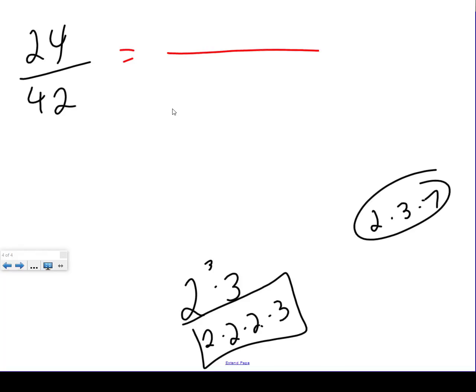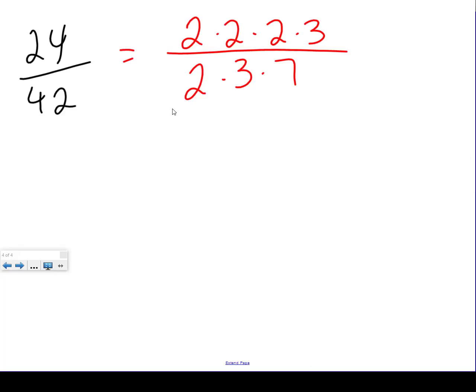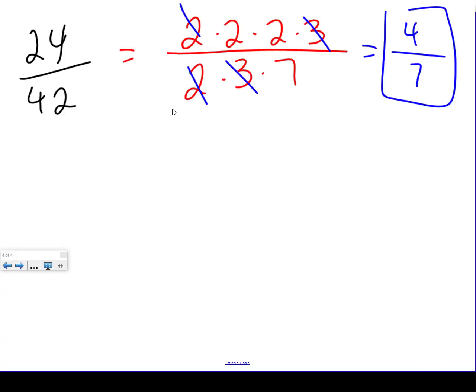Now, I'm going to show you that my numerator, my top number, 24, the prime factorization is 2 times 2 times 2 times 3, and the bottom is 2 times 3 times 7. What I now have is to simplify, and I see a 2 and a 2 that cancel out, and a 3 and a 3 that cancel out, and I'm left with 2 times 2 on top, which is 4, and 7 on the bottom, and so 4/7 is my final answer.